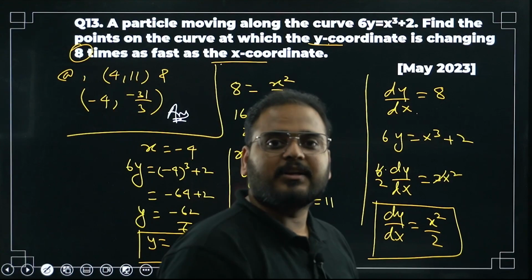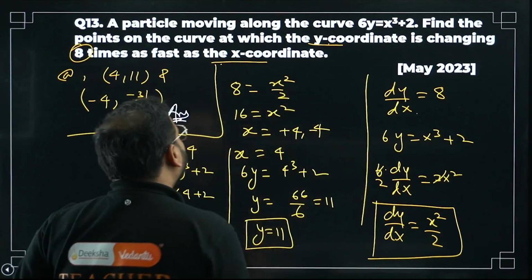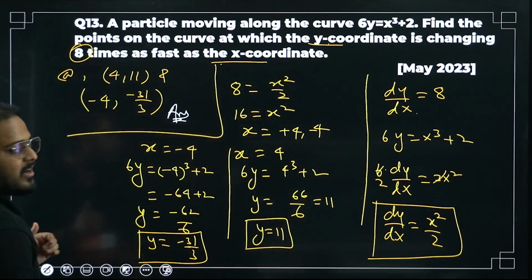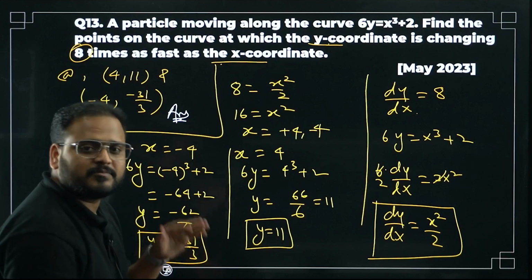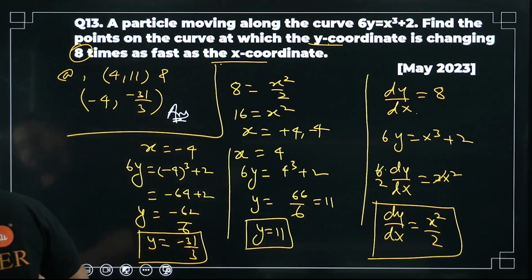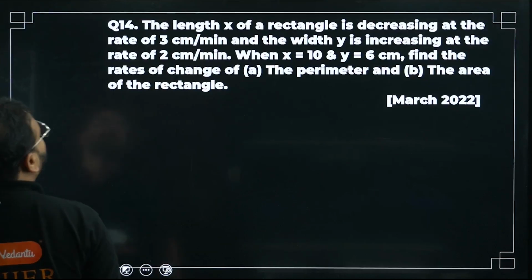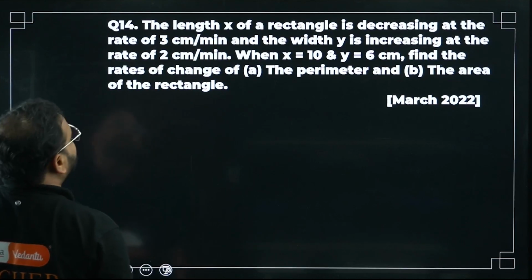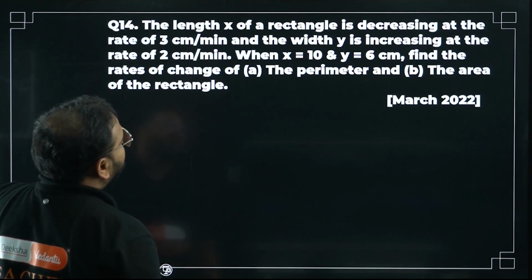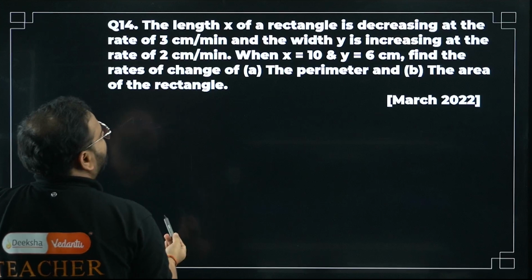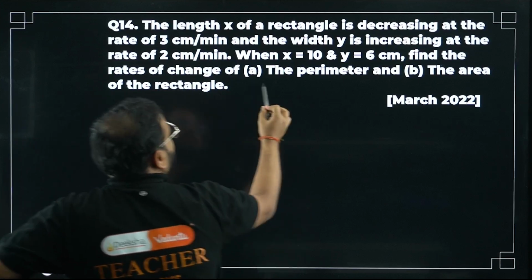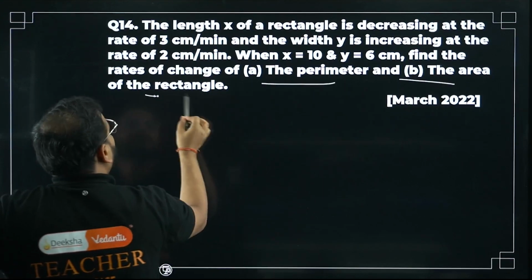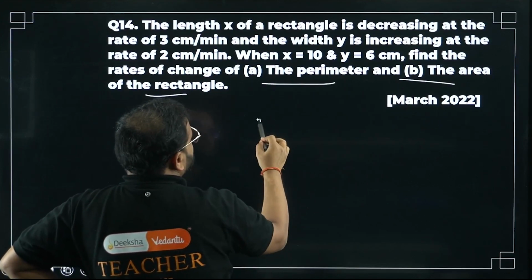Okay. Question number 13 is over. Let's move on to question number 14. Before I move on, have a look. Everything is clear, simple. Question number 14. The length x of a rectangle is decreasing at the rate of 3 centimeter per minute. Similar question, no? Again, you have to find the rate of change of perimeter and the area. I'll give you the answer. The answer would be the same thing actually.